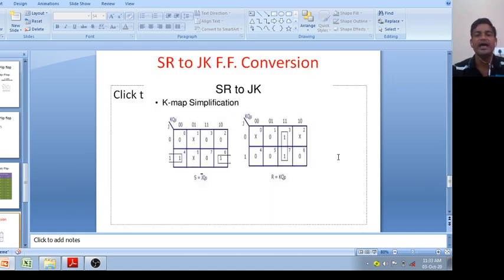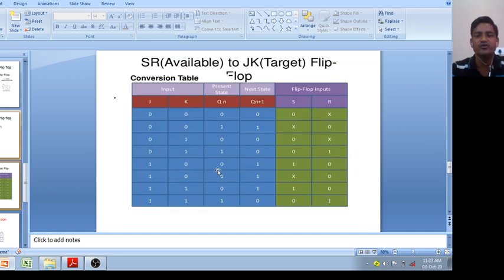Now we will see SR to JK flip-flop conversion. Next, SR to JK flip-flop. What is the available flip-flop? SR, and what is the required flip-flop? JK. So we will make the characteristic table of JK flip-flop, and the excitation table for SR flip-flop.